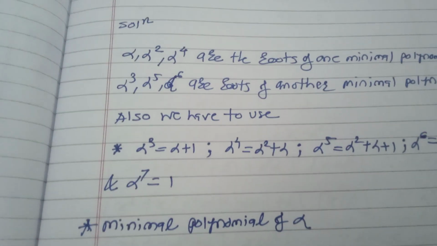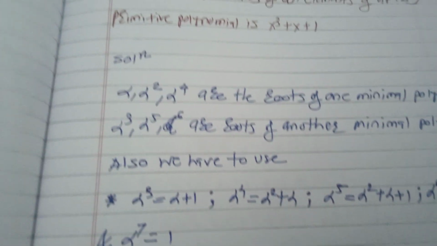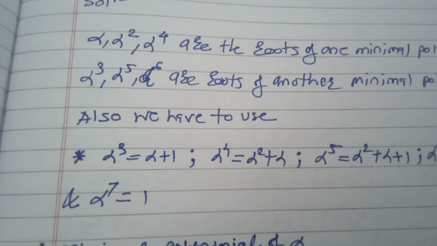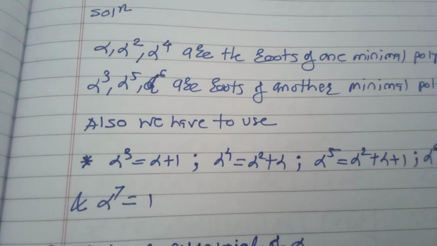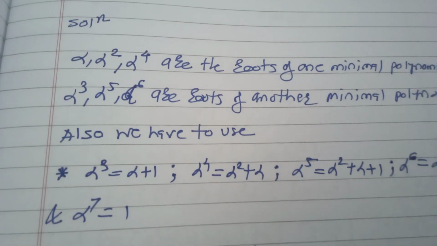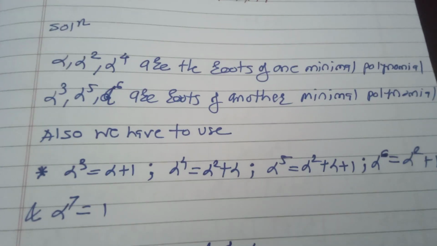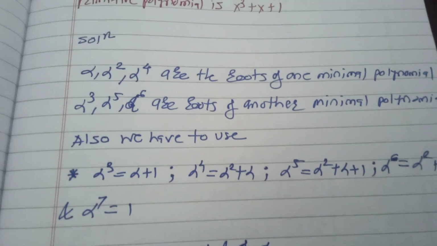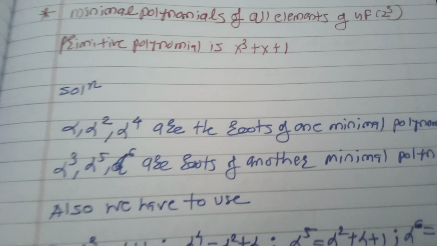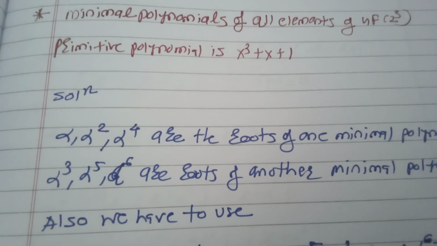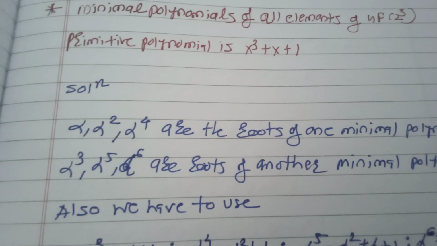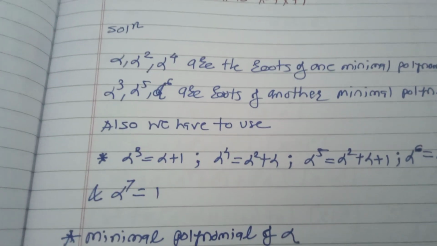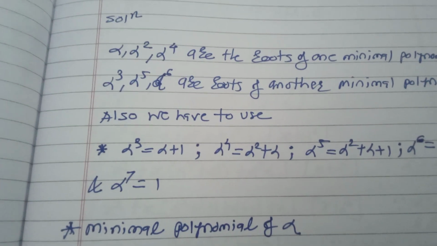We have also obtained this equation if the primitive polynomial is x cube plus x plus 1. So that is alpha cube is alpha plus 1, alpha raised to 4 is alpha square plus alpha, alpha raised to 5 is alpha square plus alpha plus 1, and alpha raised to 6 is alpha square plus 1. Alpha raised to 7 is 1, because Galois field 2 raised to 3 means Galois field 8. If it is 8, then alpha raised to 7 will be equal to 1. Alpha raised to q minus 1 equal to 1, and q is 8.